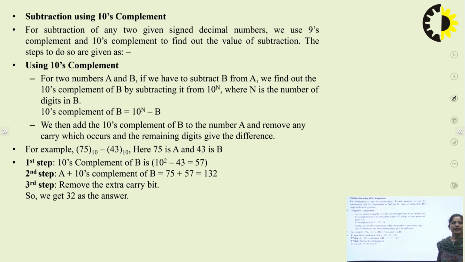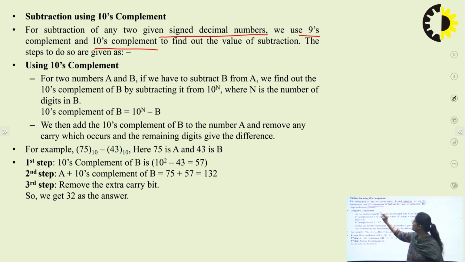Subtraction using 10's complement. When we have the decimal number system, which has base 10, and we want to do subtraction, then we use 10's complement and 9's complement. For subtraction of any two given signed decimal numbers, we use 9's complement and 10's complement. Basically, 9's complement and 10's complement are used for decimal numbers, as I told. To find the value of the subtraction, first we will understand what we get using 10's complement. This comes under the R's complement category.